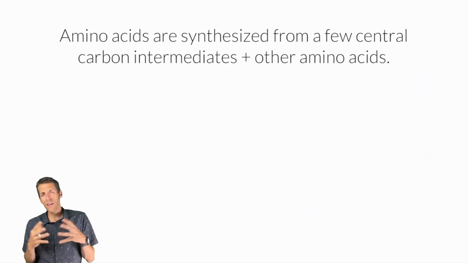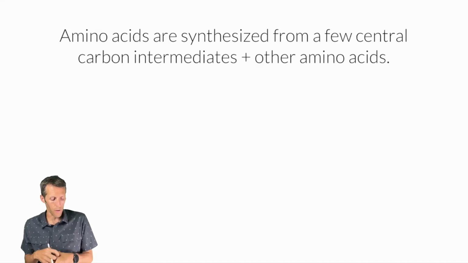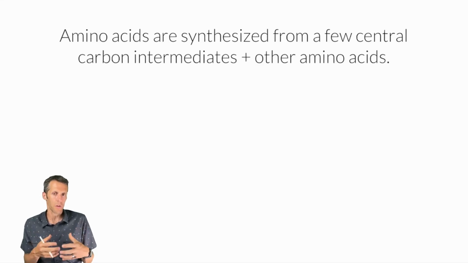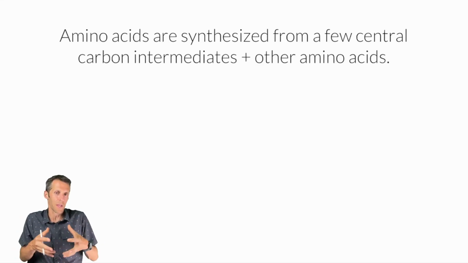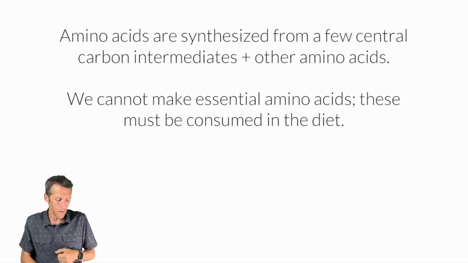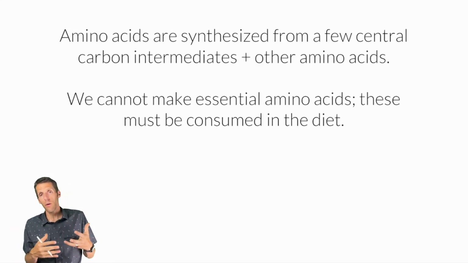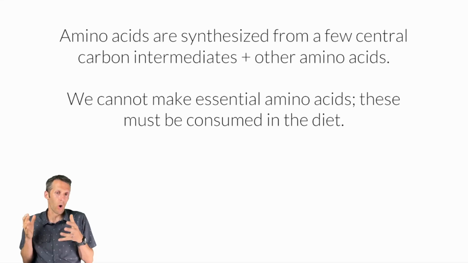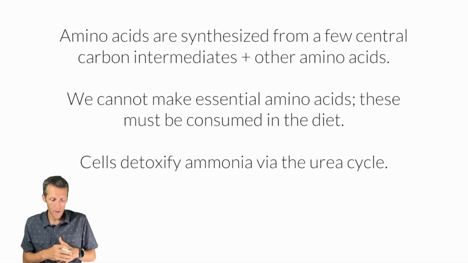Okay, so that's what I want to cover with amino acid metabolism. I'll quickly summarize these here, and then we'll be done. So amino acids are synthesized from a few central carbon intermediates and other amino acids. You can think of them as branching pathways where they start with these central carbon intermediates and go out to become more and more complicated. We can't make the essential amino acids. We have to consume these from the diet. We can synthesize 10 of them. The other 10 are complicated synthesis pathways that we outsource to the organisms that we eat.